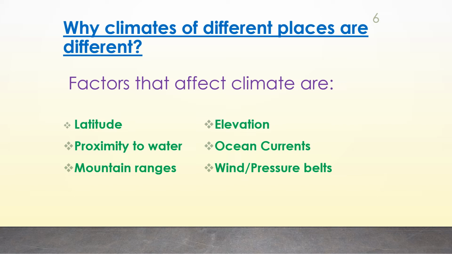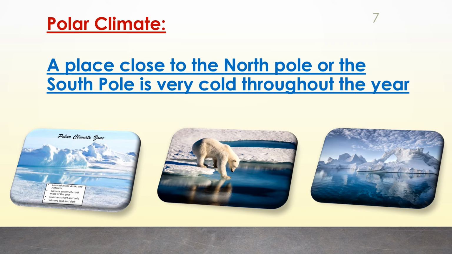Latitude, proximity to water, mountain ranges, elevation, ocean currents, wind, pressure belts. So, all these factors contribute to the variations in climatic regions. It is hoped, now you all will be clearer about it. Well, dear students, let's move to learn about the climate of different regions.